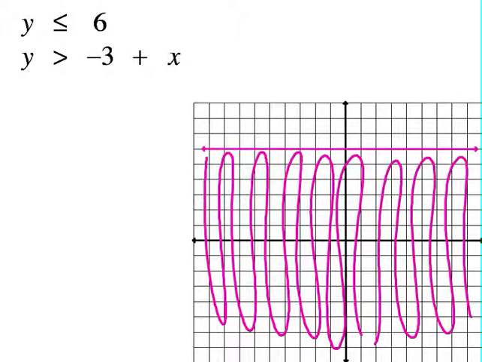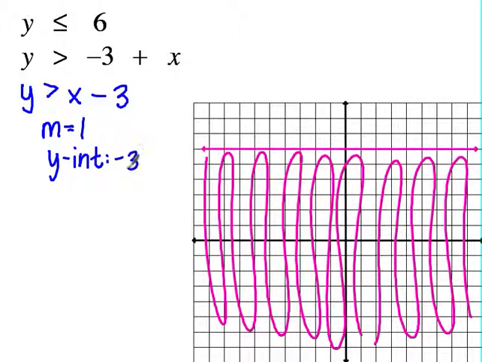Now we're going to go ahead and graph the next one. Y is greater than, sorry, not equal, x minus 3. You might see it written like this. This is in slope-intercept form, so I need to identify the slope and the y-intercept. What's the slope going to be here? 1. What's the y-intercept? -3. So I'm going to place a dot at -3. And I'm going to draw a slope of 1, which means up 1 over 1.